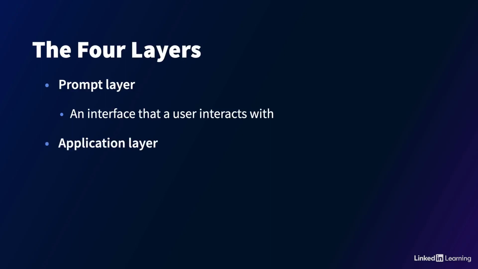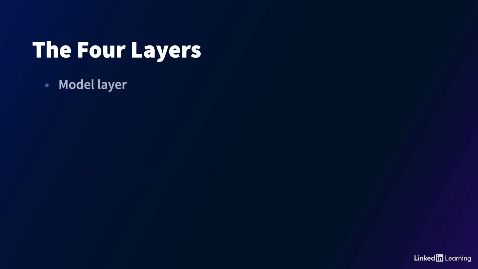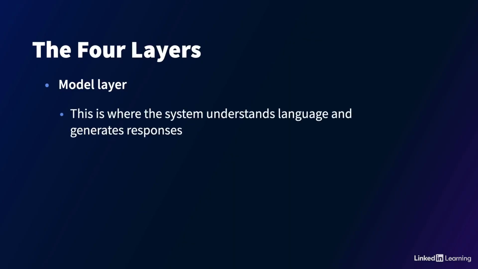Next is the application layer. This includes the APIs, the tools, and plugins that connect the prompt to the model. If any of these components are not secured properly, they could leak sensitive data, expose internal logic, or trigger unintended outputs. Third is the model layer, which is the brain, the LLM itself.